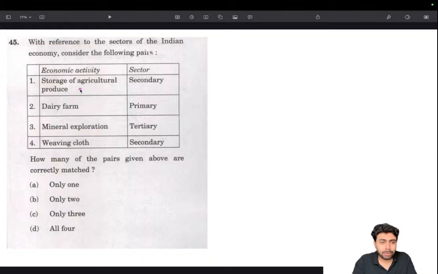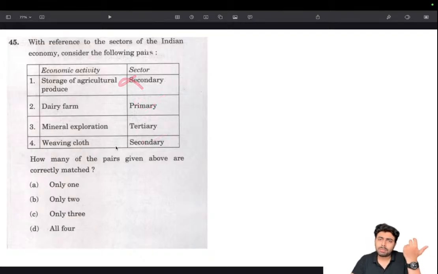Storage of agricultural produce. This is basically storage of produce. We need to know whether it's secondary or not. Dairy farming, it's primary, obviously. Mineral exploration, it's definitely primary, not secondary. Tertiary activities are the service sector. Weaving of cloth, it's secondary. That's true. So the answer is: this is primary, this is wrong, and weaving of cloth is secondary.